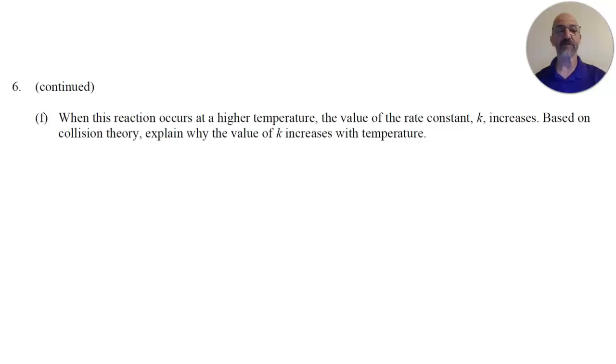This is part F. Now, as you can see in part F, there are no calculations. It's more of an explanation. It says, when this reaction occurs at a higher temperature, the value of the rate constant K increases. Now, based on collision theory, explain why the value of K increases with temperature. So this is what I said for my answer to part F.